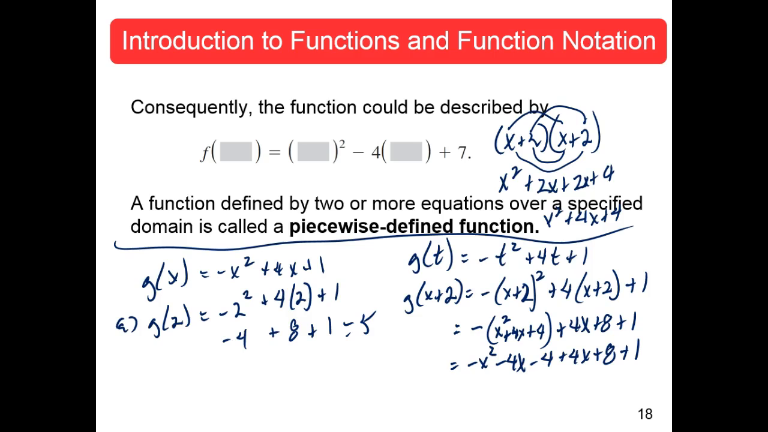Now what? Combine like terms. There's no other square term, so that's minus x squared. How about your linear terms? Yeah, minus 4x plus 4x adds to 0. And then add the constant terms, and what do you get? Plus 5. There you have it. There's what g of (x plus 2) is. Not very obvious. It doesn't look at all like it, but there's your g of (x plus 2): minus x squared plus 5. Good deal. Any questions on that?